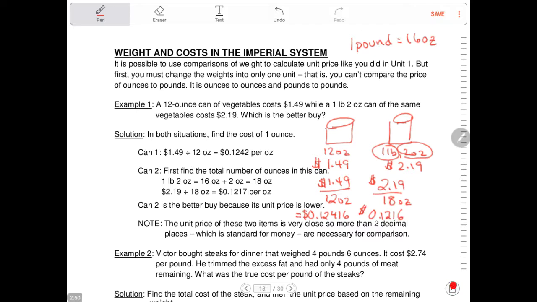So now they're very similar in price, but if you look at it, can 2, this one right here, should be the better deal, because they both go 0.12, but then it goes 0.124, and this one goes 0.121. So of course you want to spend the least amount of money. So the one that is 1 pound and 2 ounces is the better deal. Did you really follow what I did there? The point is to put everything into one type of unit and then determine the unit price.